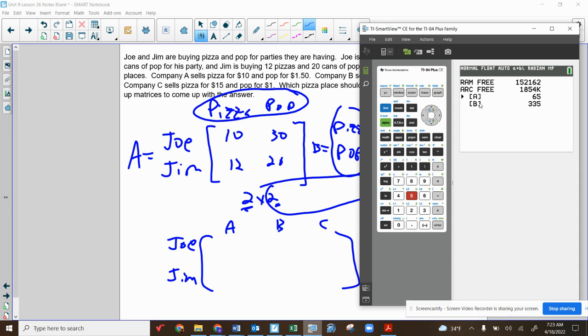It'll just say RAM free, arc free. It won't have anything here. But if you do have matrices typed in, you'll see them with their names. You just keep hitting delete until they're all gone. If you don't have any there, you don't have to do that.